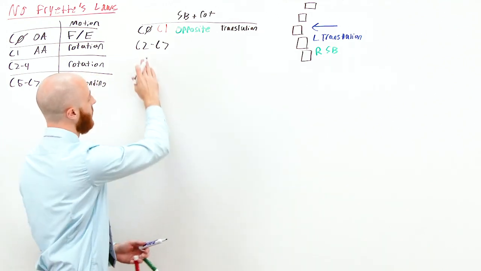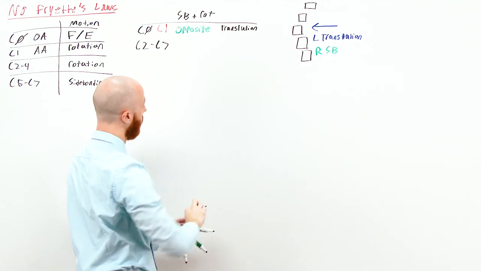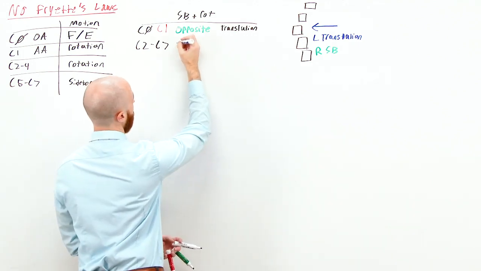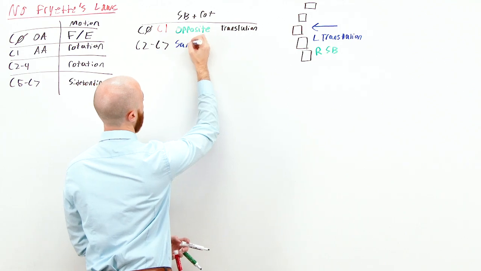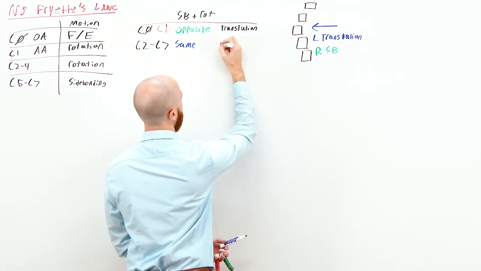So going back to C2 through C7, side bending and rotation here are going to be different. They're going to rotate in the same direction. And how do you assess for this motion? It is the same, translation.